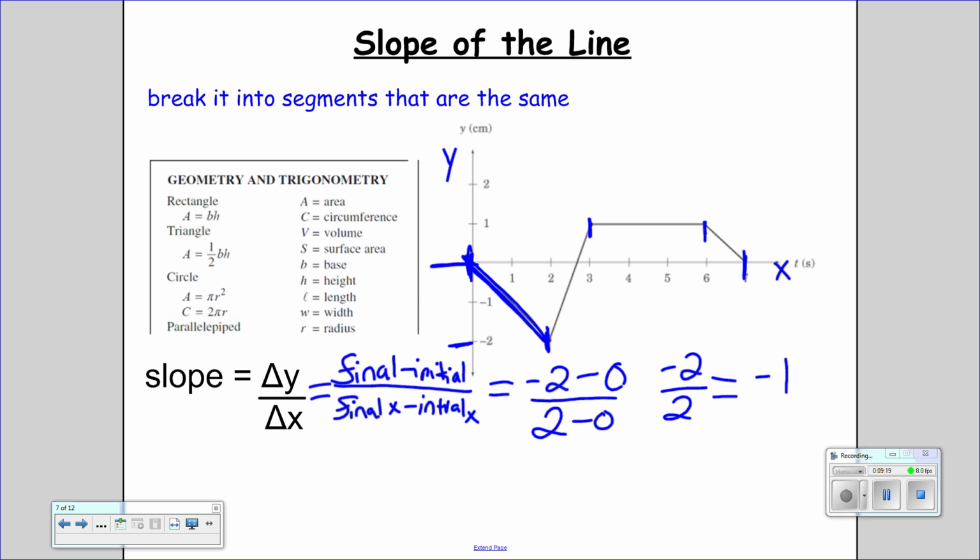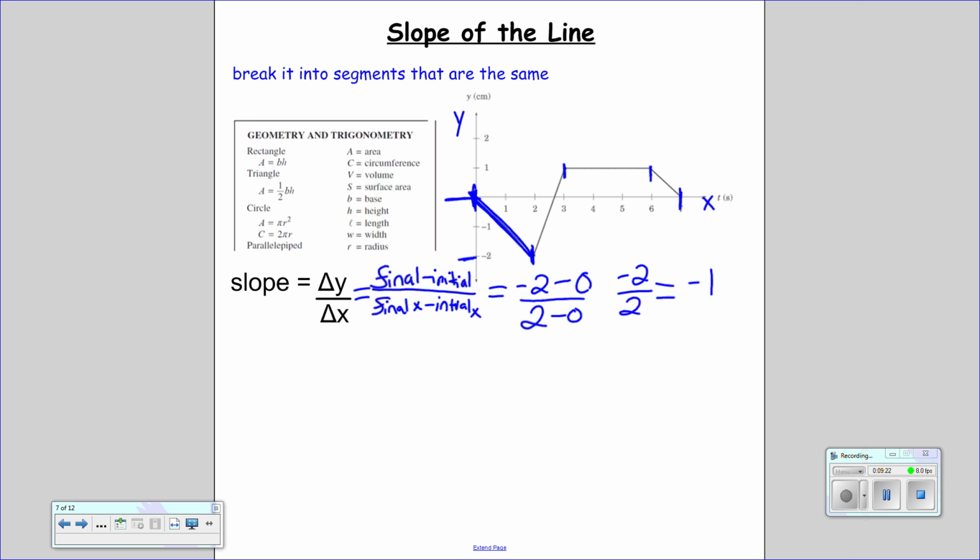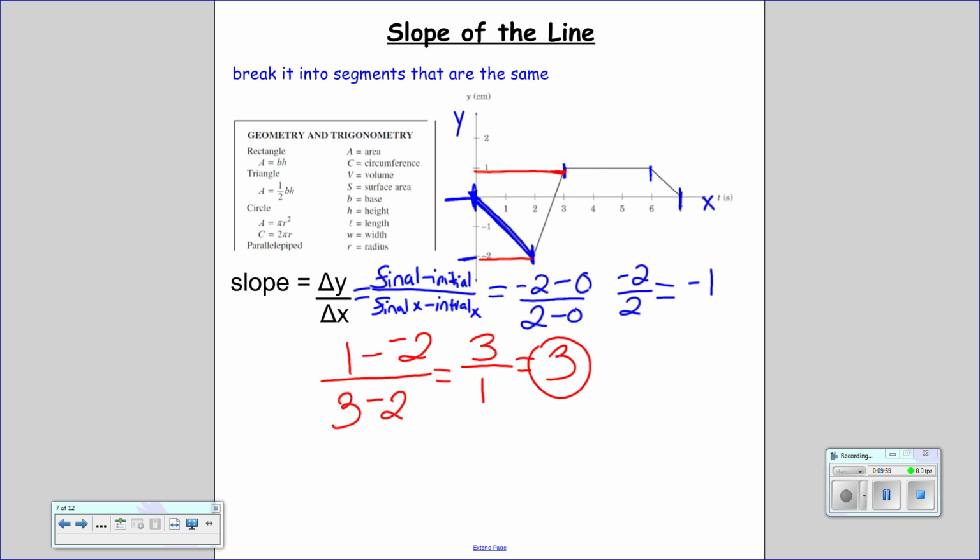Okay? If I was to do this for 2 to 3 seconds, all right, at 3 seconds, at my final spot, it is at 1. So final is 1. Initial started at -2. So final minus initial. So that's 1 minus -2, divided by final time, that would be 3, or final x. In this case, x is time. Minus initial, which was 2. All right. So 1 minus -2, that's 3, divided by 1. Okay, slope of the line is 3.